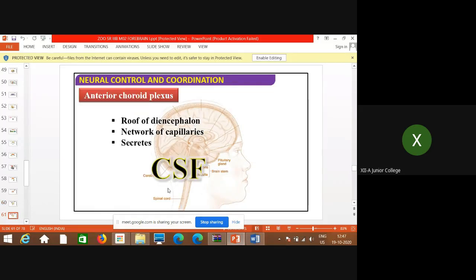Now, what is the role of the anterior choroid plexus? It is also called the roof of the diencephalon, and it shows a network of capillaries. Remember the main function of this choroid plexus, the anterior part of the epithalamus: it is the secretion of CSF. CSF is cerebrospinal fluid.